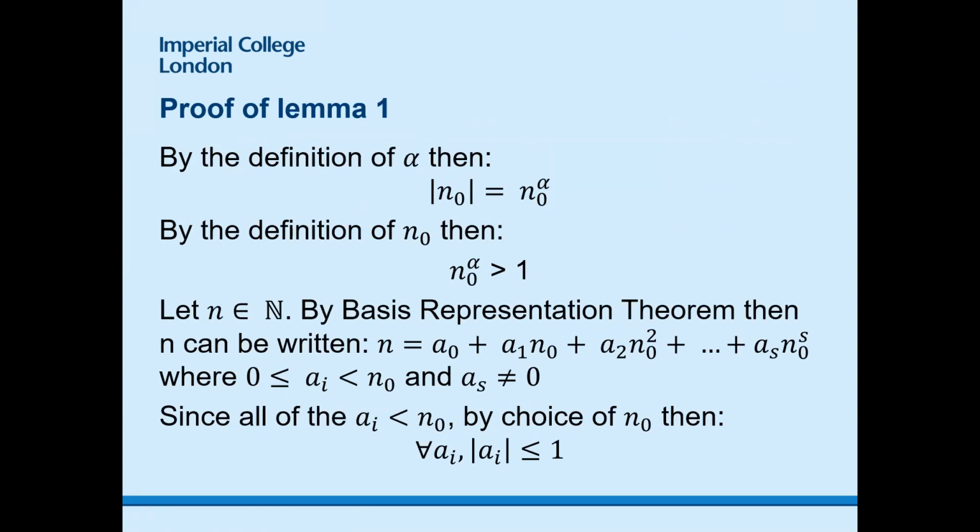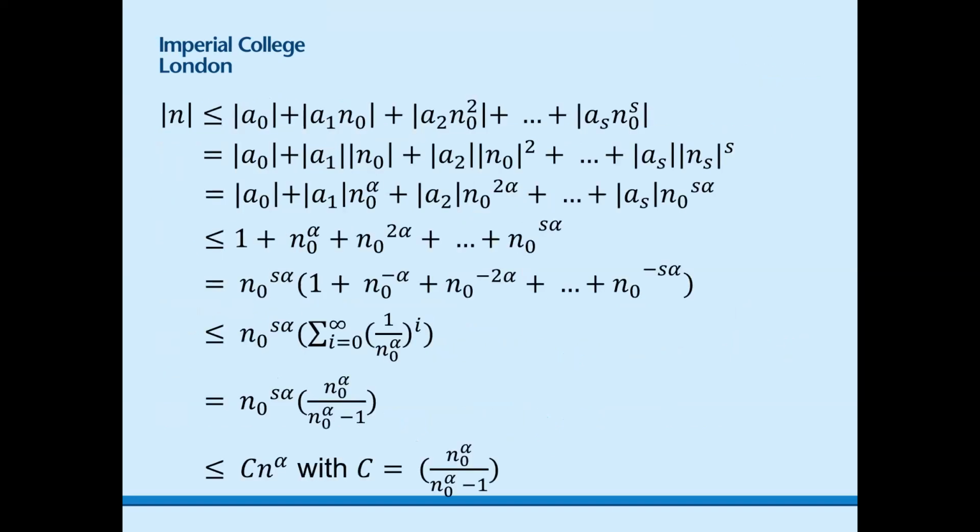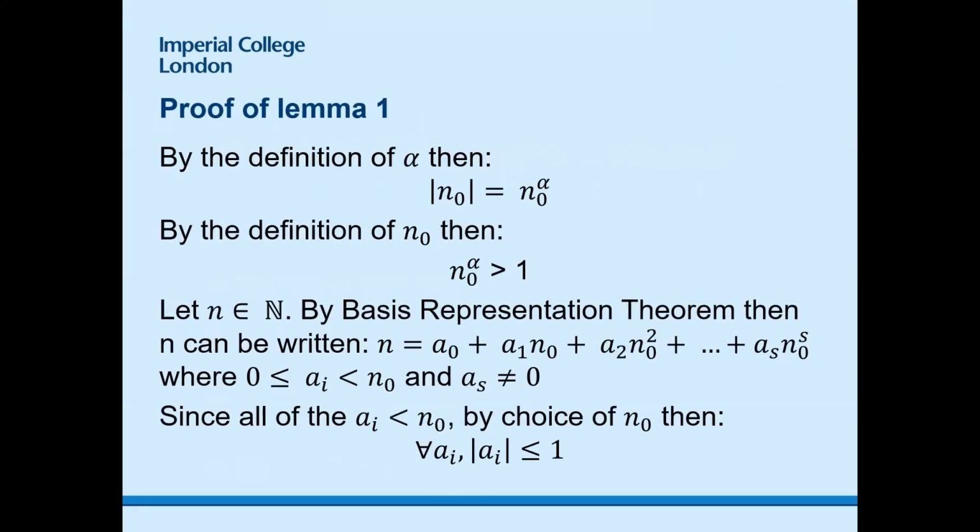By the definition of alpha, we know that the norm of n naught is equal to n naught to the power of alpha. If you look back, what is alpha? Alpha is log of the norm of n naught over log n naught. So you just do some simple calculations, and you can find this is basically true. And we know n naught is the smallest number that is strictly larger than 1. Then this is true as well, and n naught to the power of alpha is larger than 1.